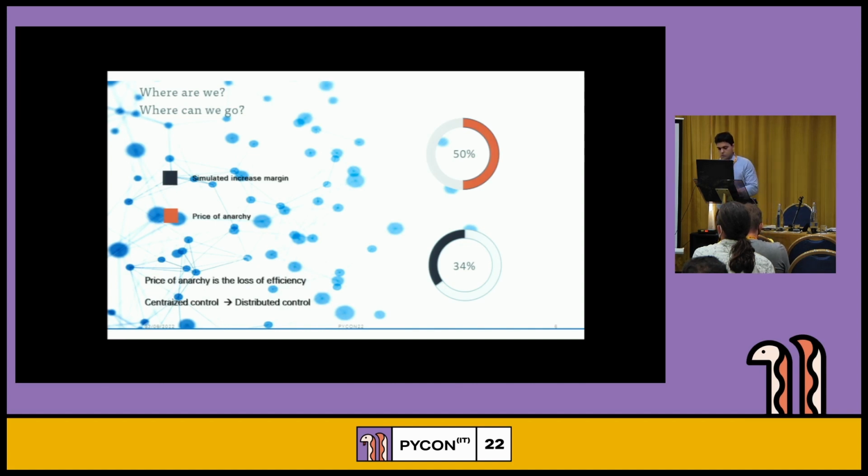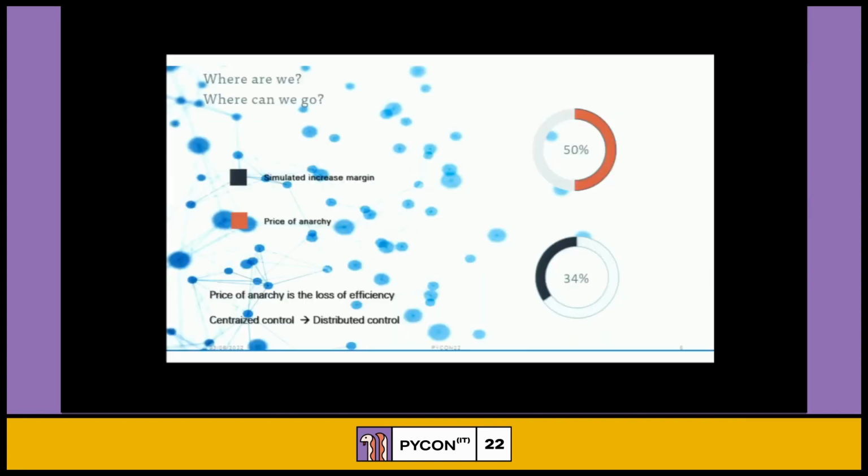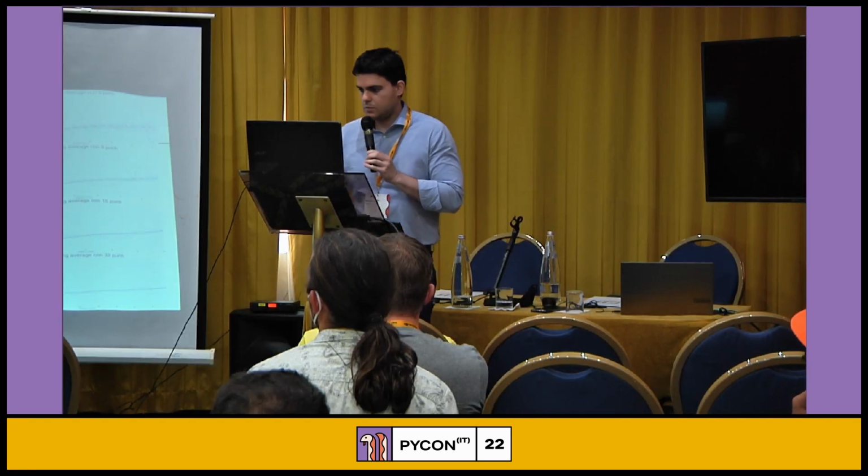How much does this solution cost? Because we said that everything has a cost. By saying that we have a semi-distributed control path, we can estimate that we need around 3 kilobit per second, depending on the technology. If we try different technologies, it doesn't change so much. But we need some, like 2 or 3 kilobit per second of signalization traffic. This is if we make the hypothesis of a one hop peer-to-peer control plane, we have to pay this cost. And we have to face this kind of awful distribution of traffic. So we need to bear this in mind.